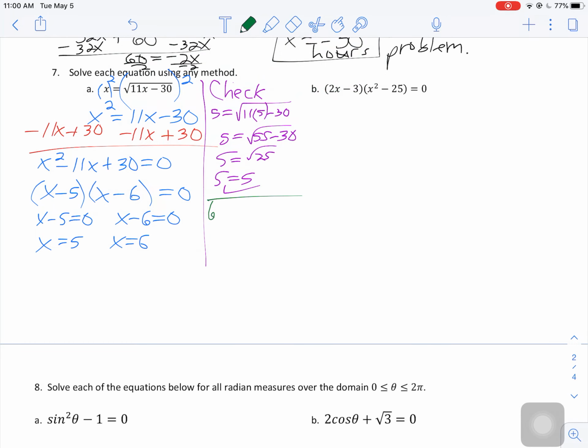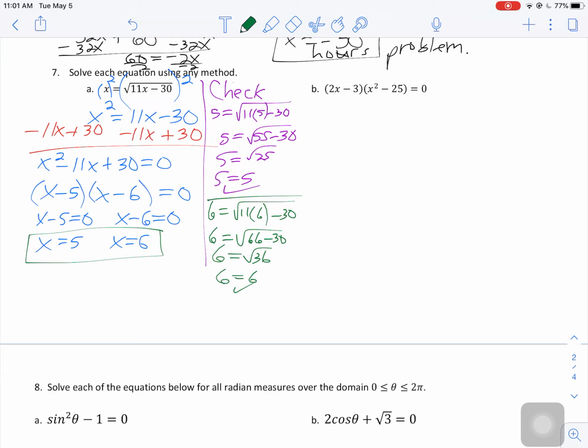Let me try 6. 6 equals the square root of 11 times 6 minus 30. So 6 equals square root of 66 minus 30. 6 equals square root of 36. And 6 equals 6. So yep, they both work. We do not have to throw out either of the answers. So that's convenient.